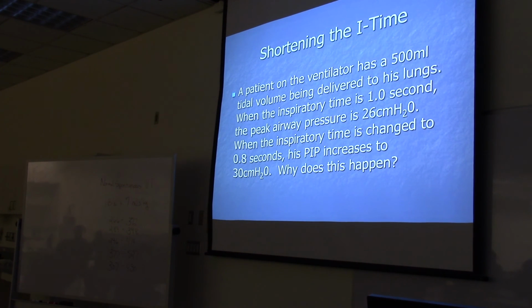All right, we can stop after this one. It says shortening the I time. A patient on the ventilator has a 500 ml tidal volume being delivered to his lungs. When the inspiratory time is 1 second, the peak airway pressure is 26 centimeters of water. When the inspiratory time is changed to 0.8 seconds, so they shorten the I time, the PIP increases to 30 centimeters of water. Why does this happen?